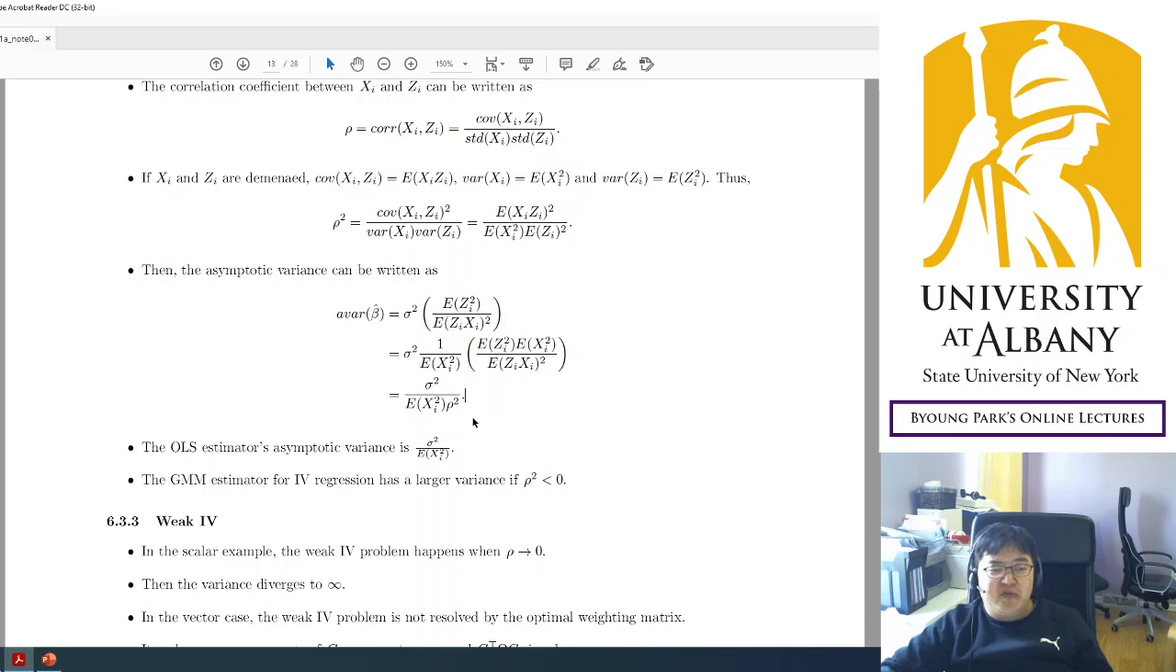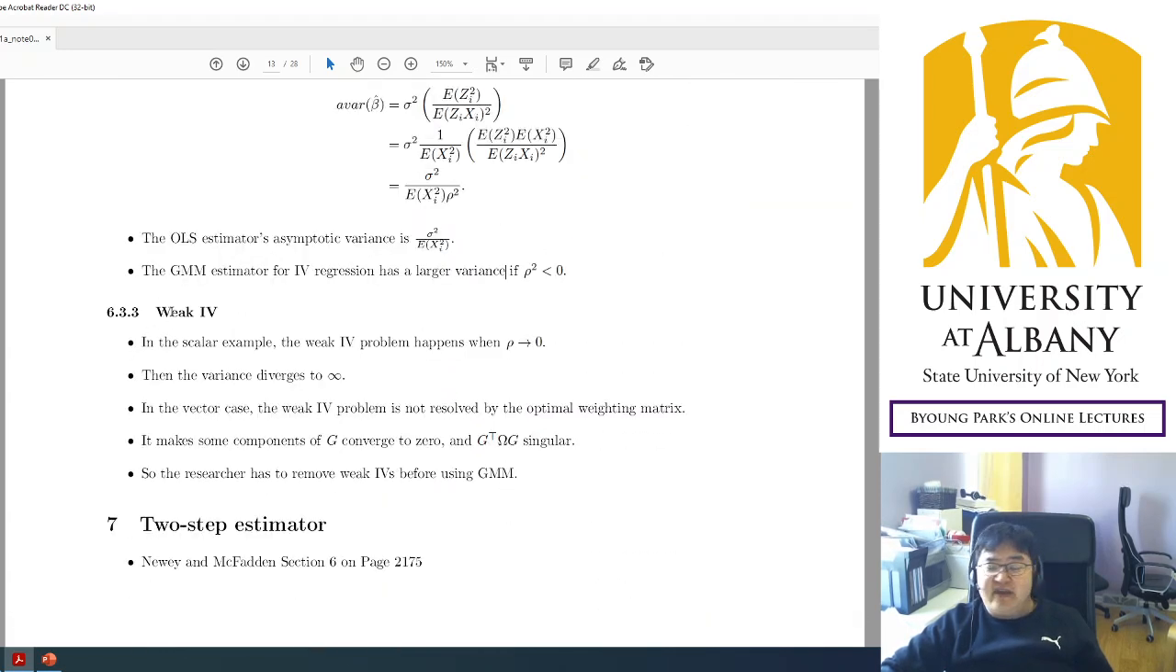It is another interesting relationship to see how GMM, the instrumental variable, is related to the OLS estimator. So it always has larger variance than the OLS. Excuse me, it has to be 1. I said 0, but this typo, it has to be 1.